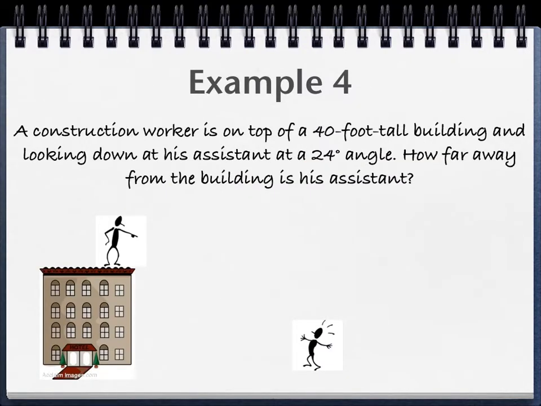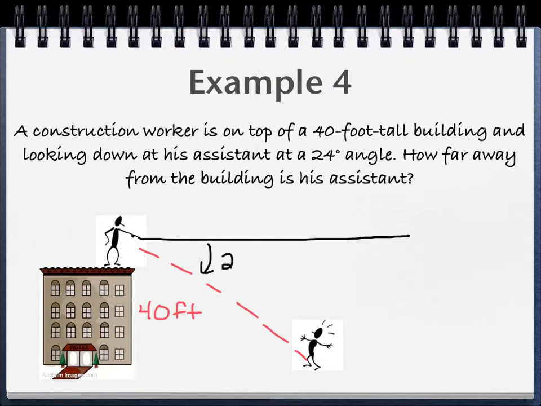A construction worker is on top of a 40-foot tall building and looking down at his assistant at a 24-degree angle. Okay, so this is where he's looking down to see his assistant. This is where I want you to be careful with angle of ascent and angle of descent, because a lot of people want to say this angle here is 24 degrees. But if I say that he's looking down at a 24-degree angle, that means he's turning his head down 24 degrees. So if this is where his line of vision was to begin with, this angle is the angle that's 24 degrees. Okay, it's the angle that he's turning his head down from horizontal, always starting from horizontal.